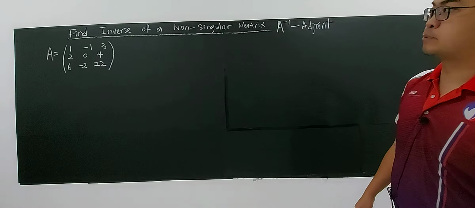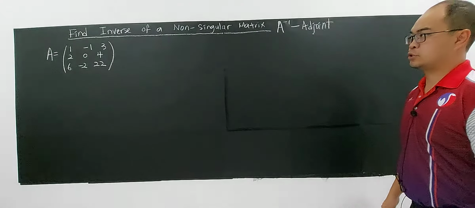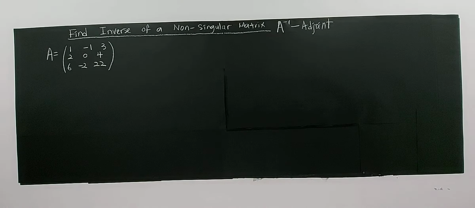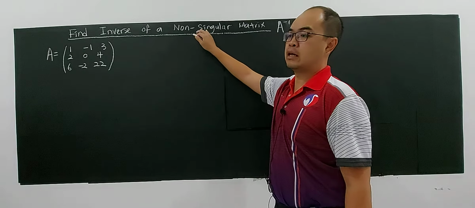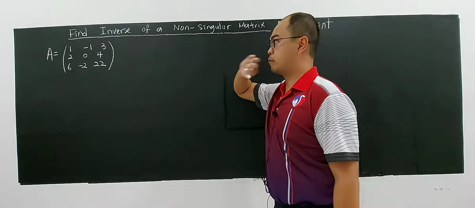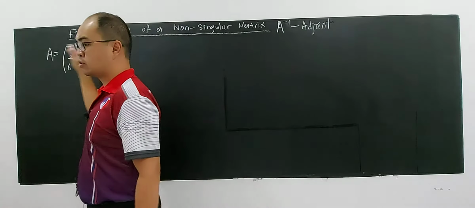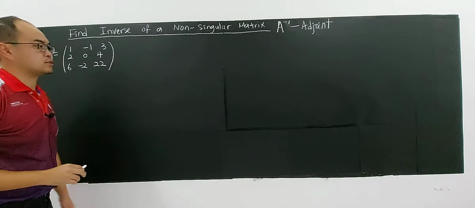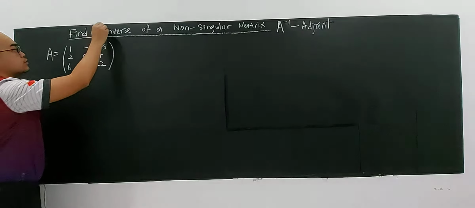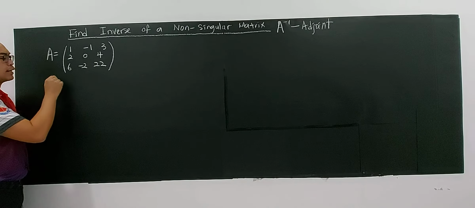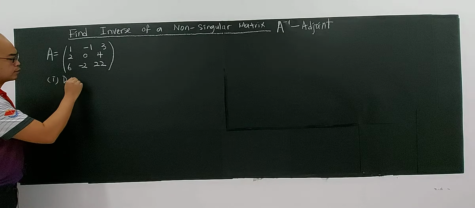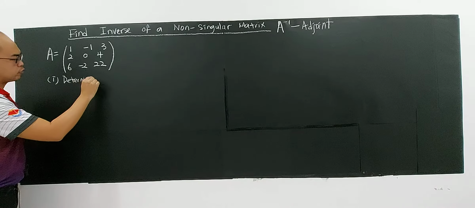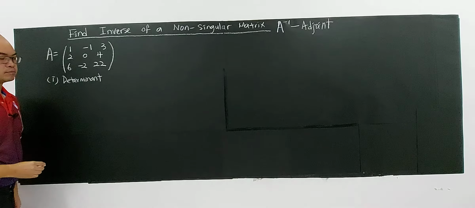So for this video I specifically teach you how to find the inverse of a non-singular matrix by using the adjoint matrix. Non-singular means that the determinant is not zero, right? Means that the determinant of a matrix is not zero, then you can find the inverse. So how to find the inverse? At first, using the adjoint matrix, you need to find the determinant. All right, the first step, you have to find the determinant.